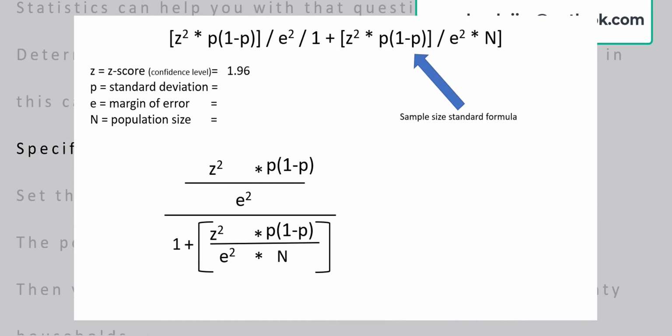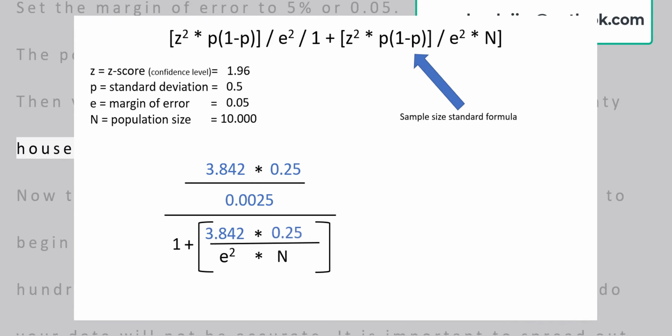Specify your standard deviation, set this to 50% or 0.5. Set the margin of error to 5% or 0.05. The population size to 10,000. Then your sample size should be 370 households.